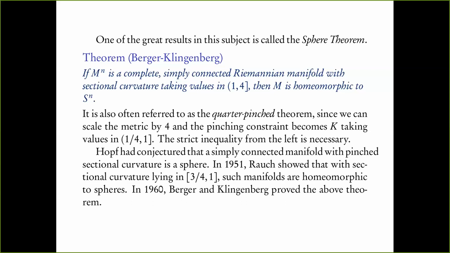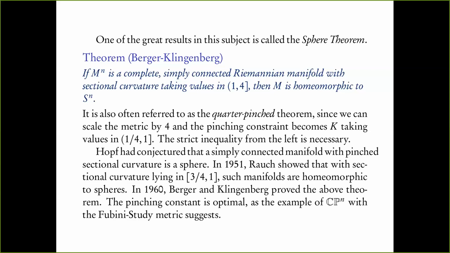Okay? And this is optimal because you can take CPn, and I may have mentioned this in one of the very first lectures, that CPn has a metric called the Fubini-Study metric. I might have even written this down, but just take it and try it for CP2, for example. So with that metric, if you calculate, you'll see that CPn has sectional curvature which takes values between 1/4 and 1, and it takes the value 1/4 and 1, both of them. So it takes the entire closed interval 1/4 to 1.